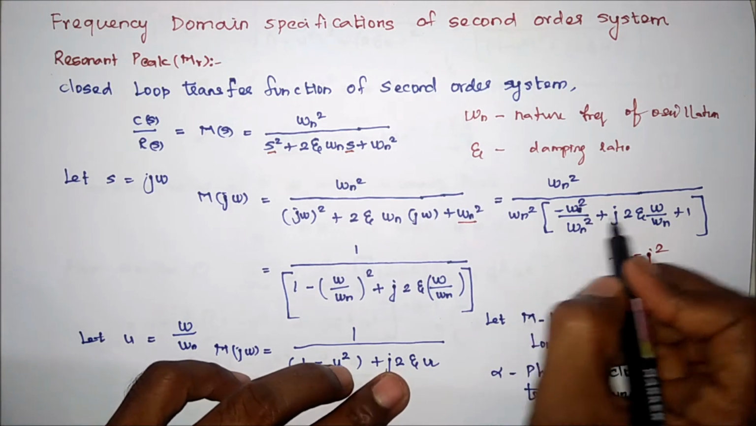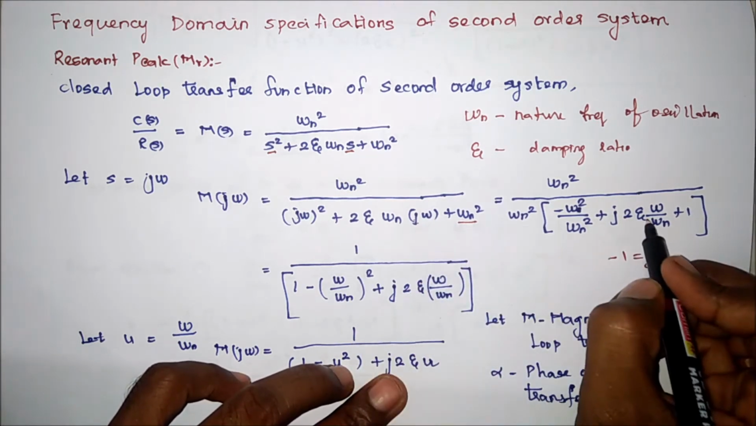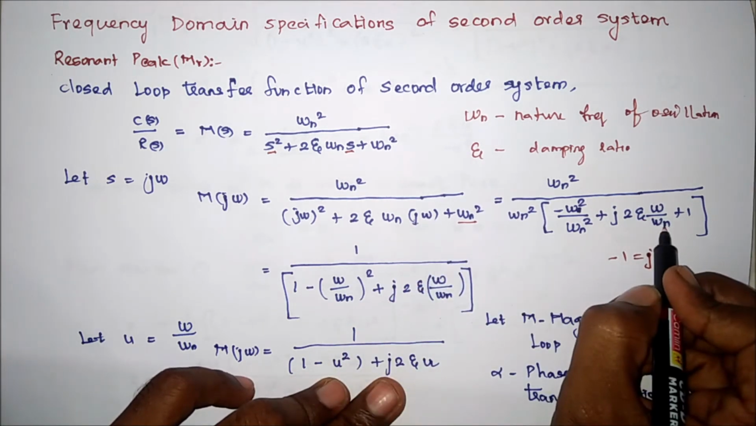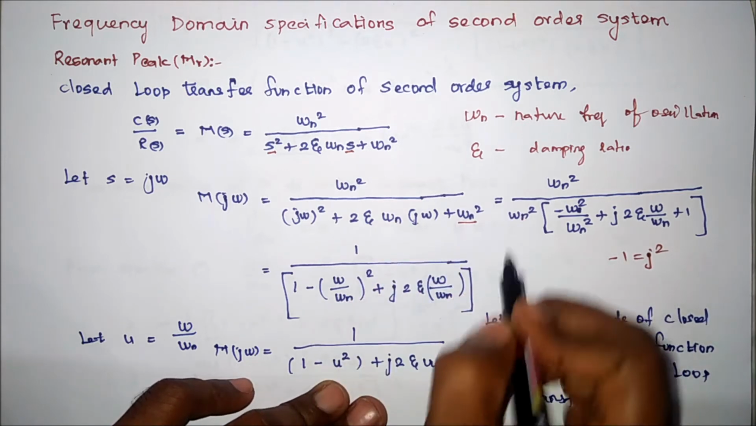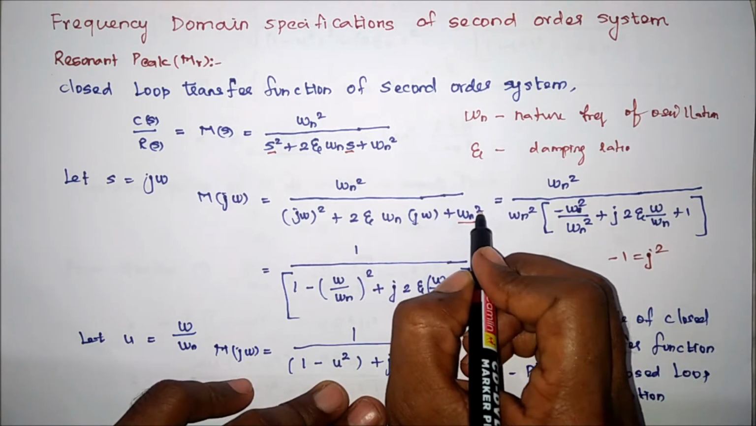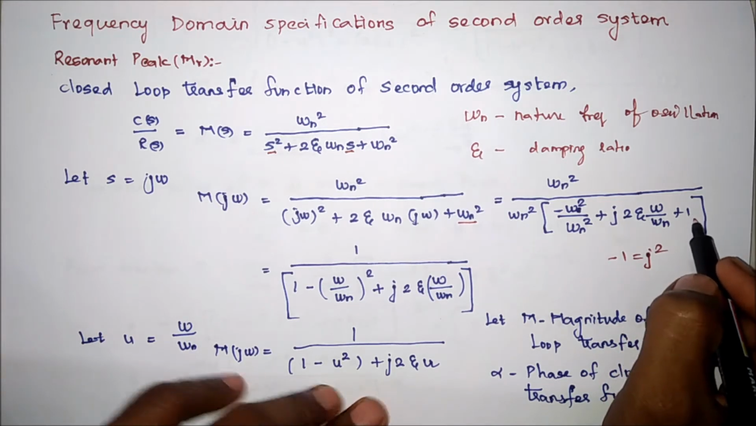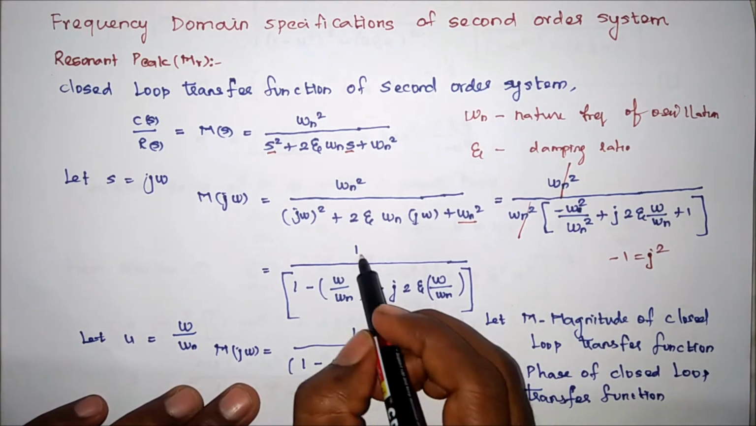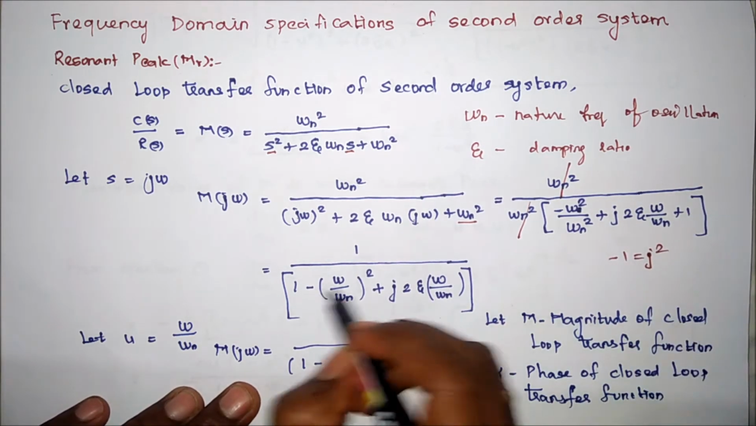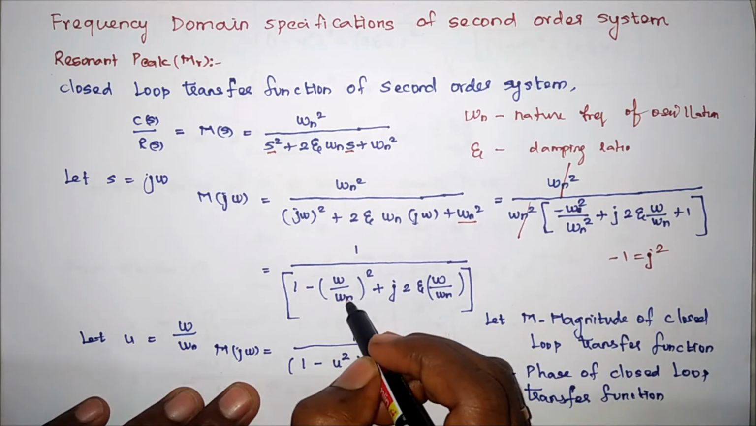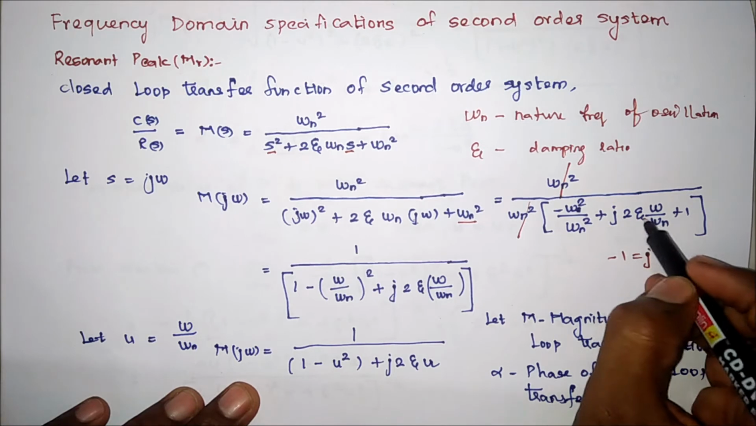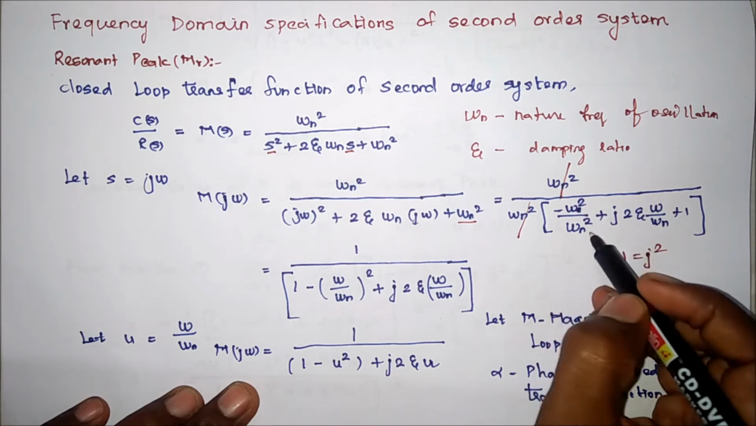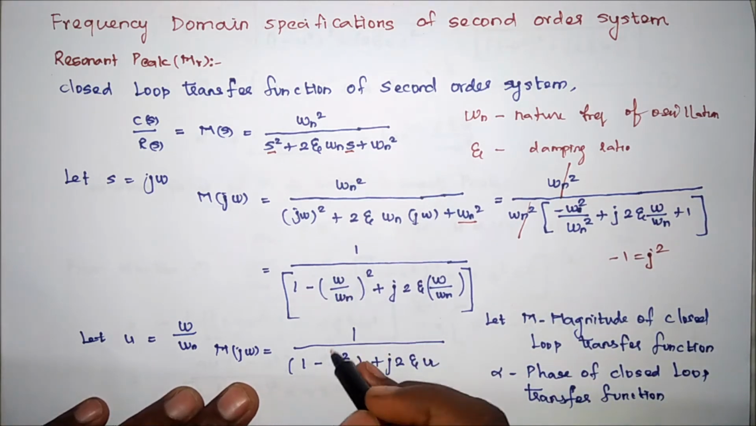So omega square divided by omega n square plus j eta omega divided by omega n, because from this we have taken omega n square outside. Here omega n square is available, so we have taken it outside and it will become 1. So now we will cancel this omega n square with this omega n square. So finally we will have 1 divided by 1 minus the term omega divided by omega n the whole square plus j 2 eta omega by omega n. So here this is square, this is also square, so we have considered a common square for omega divided by omega n.